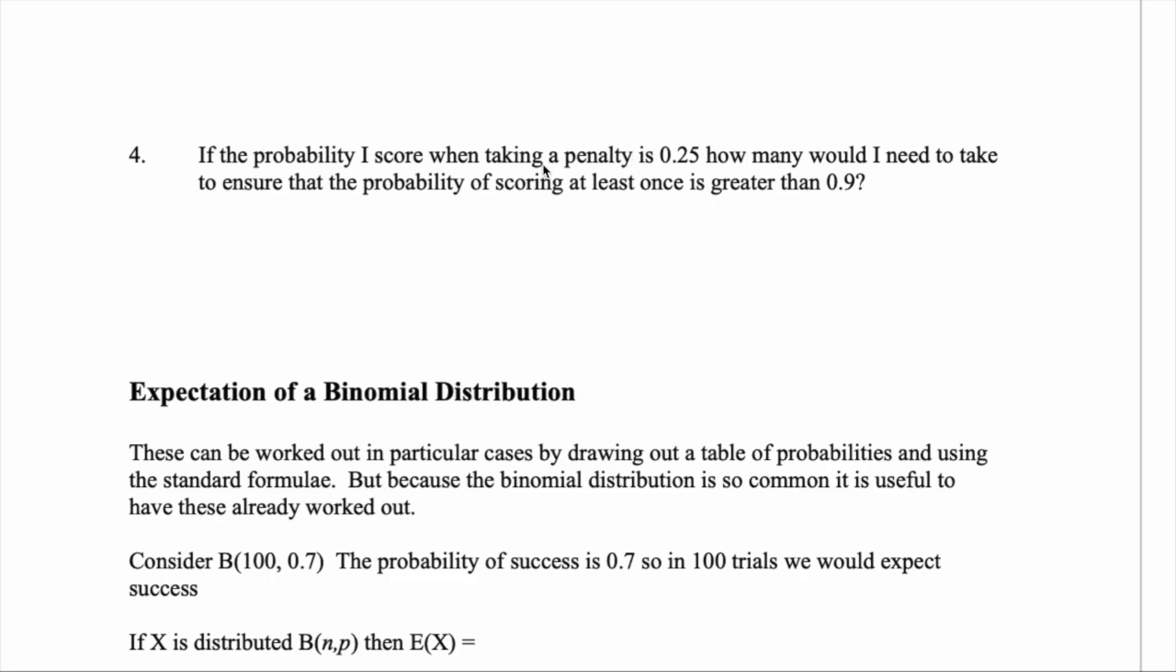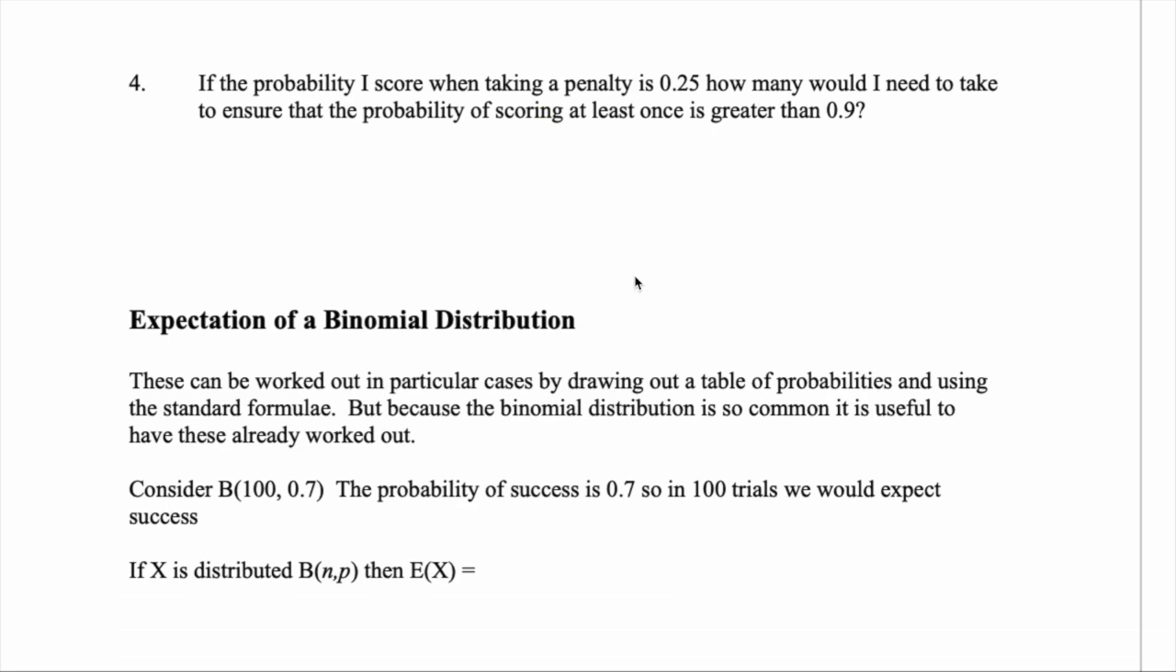Okay, if the probability of scoring when taking a penalty is 0.25, how many would I need to take to ensure the probability of scoring at least once is greater than 0.9? So let's say X has a binomial distribution.